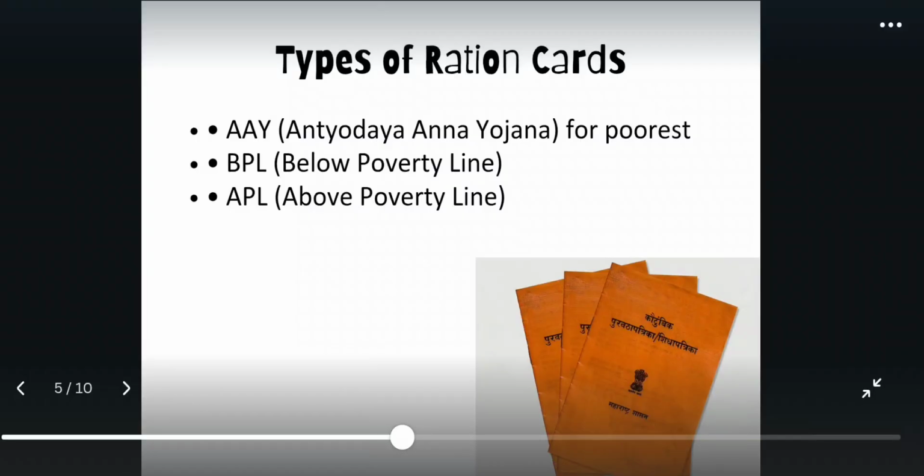And then there are also priority household cards under NFSA for deserving households. So these kinds of ration cards are available throughout the country, and that's how people avail the benefits given by the public distribution system.